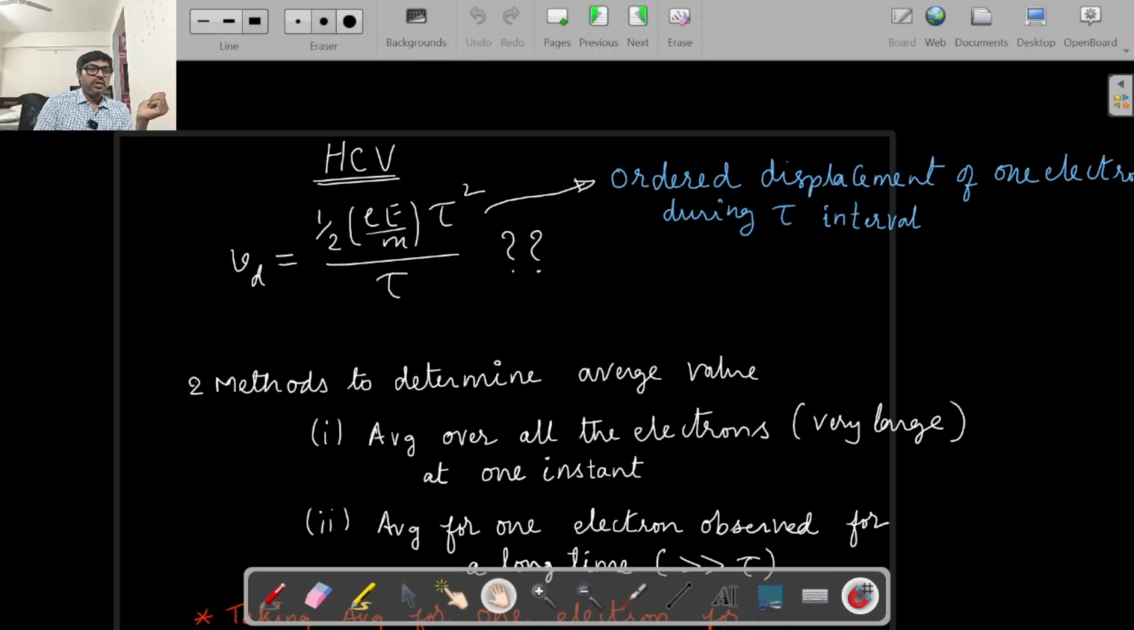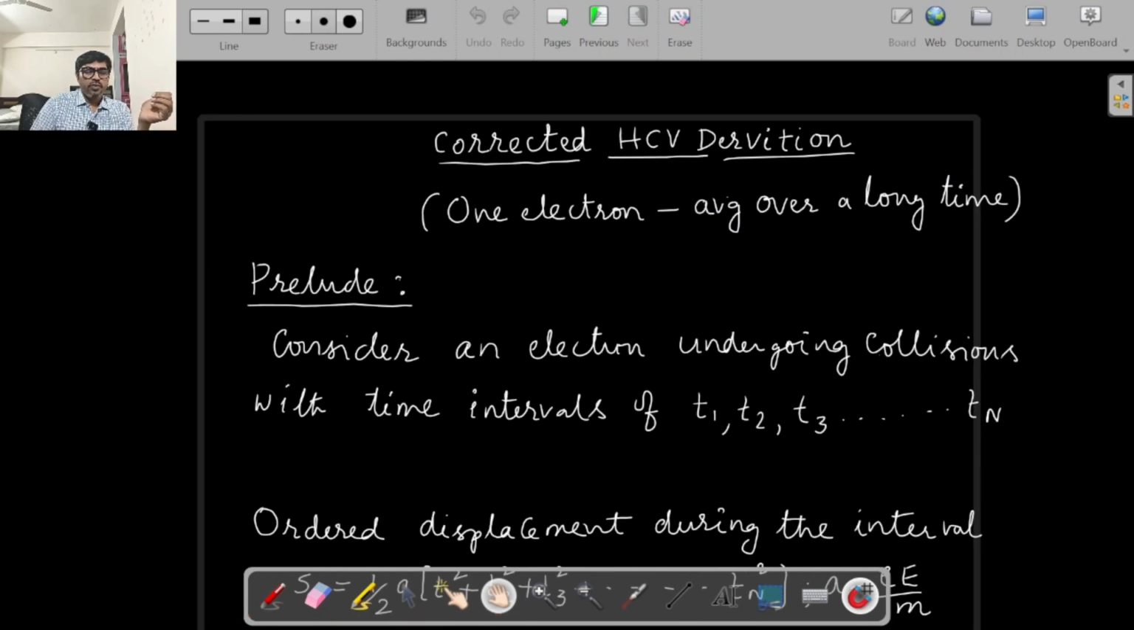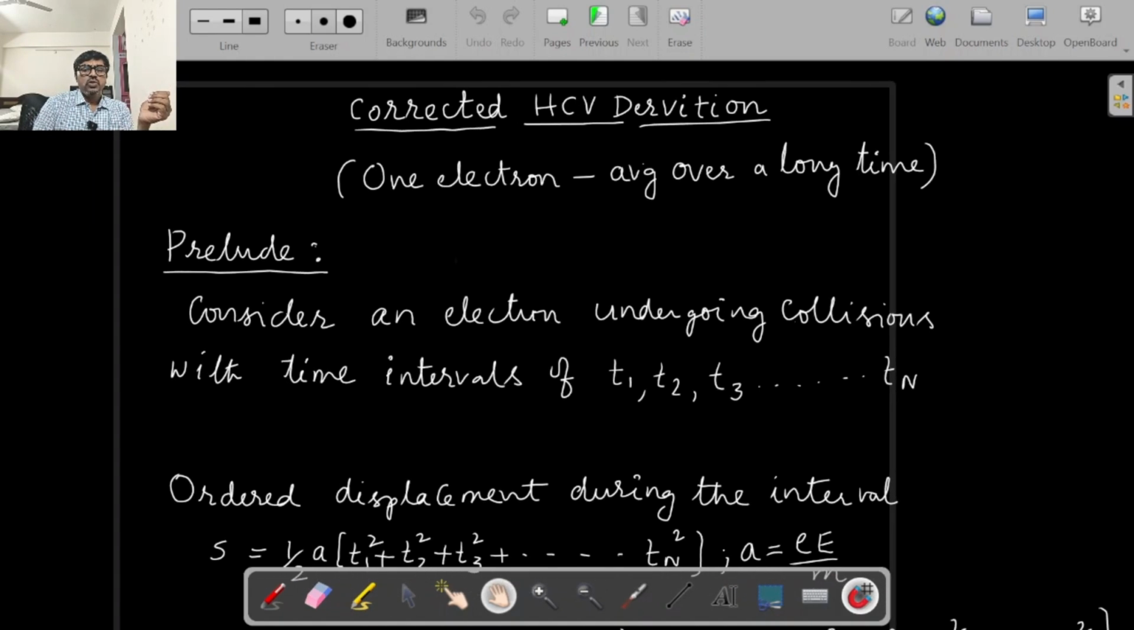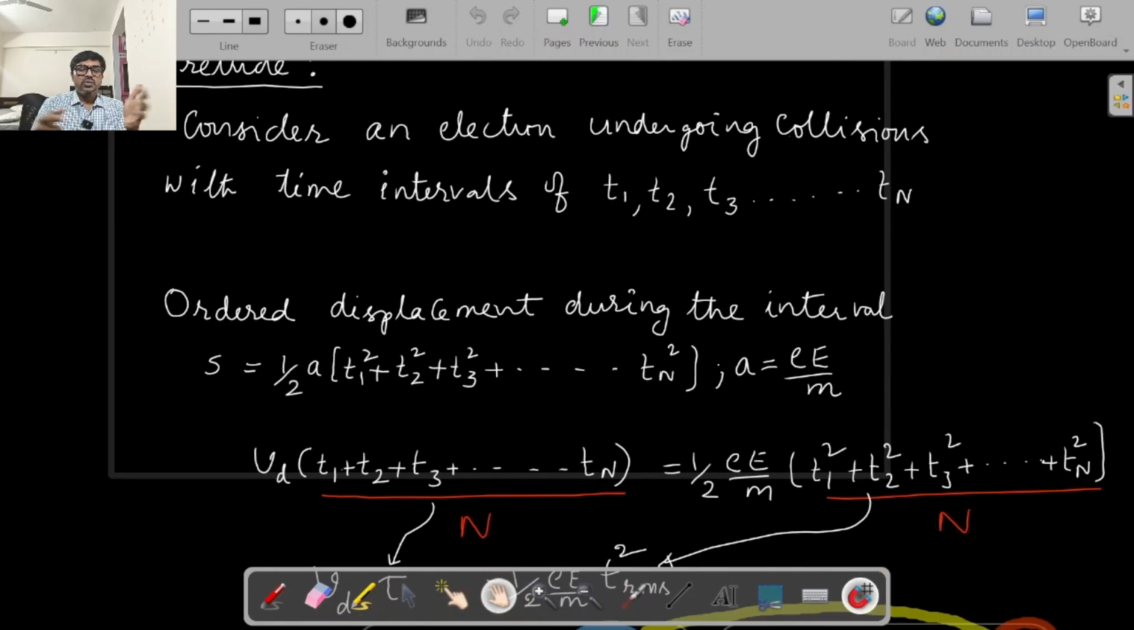So after thinking a little bit, I tried to re-solve this and see how it goes. I wanted to take the same HCV problem and the same formula, and do the derivation once again. I take HCV Sir's assumption, the same idea: I focus on one electron, but instead of focusing for only tau duration, I allow it a long duration and then try to understand it. In that long duration, let's say n collisions happen. The first collision happened after t1 time, the second collision after t2 time, and the third after t3 time. Let's say there are n collisions, which is a very large number. Then during that interval, forget about random motion because that averages out to 0.